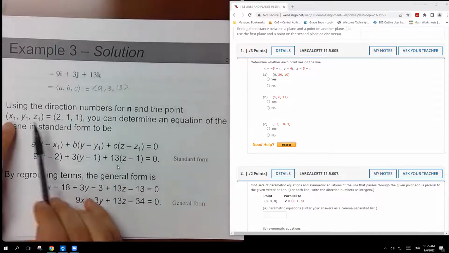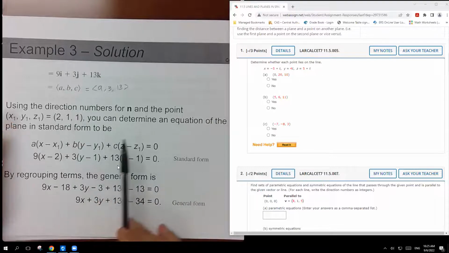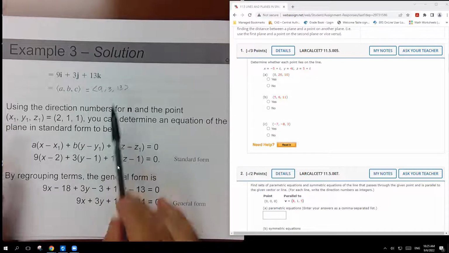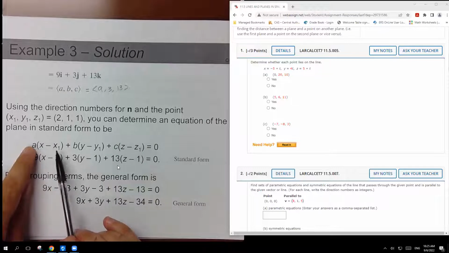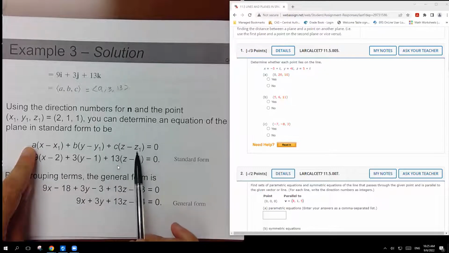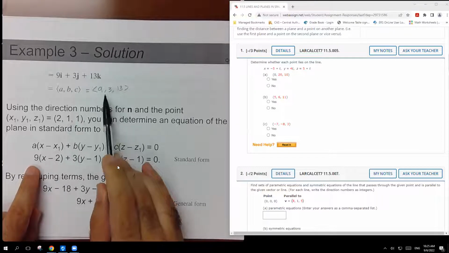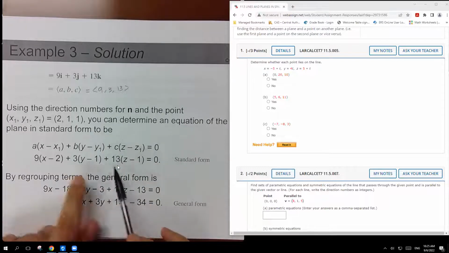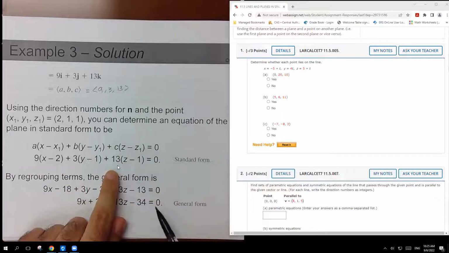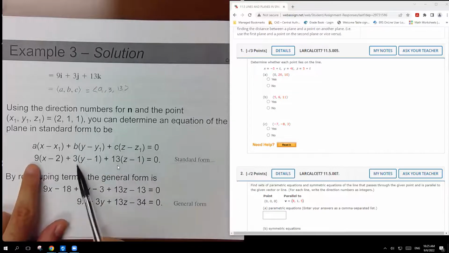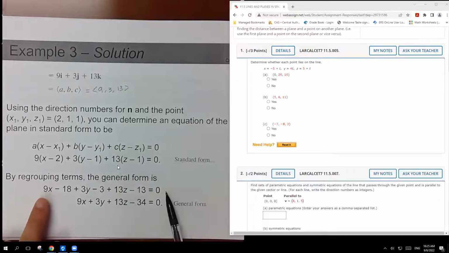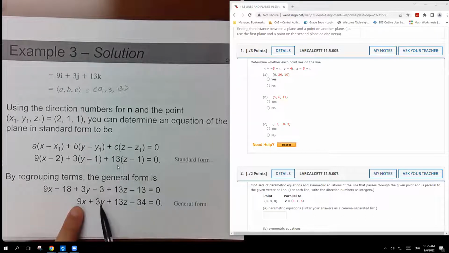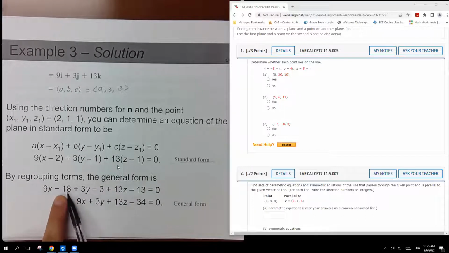So I choose this point, 2, 1, 1, and I have the normal vector 9, 3, 13. So a(x minus x1), b(y minus y1), c(z minus z1) equals 0. A is going to be 9, x minus 2, b is going to be 3, y minus 1, and here's c. This is the standard form. Simplify this one by distributing 9 and 3 and 13. Combine the like terms: 9x, 3y, 13z, negative 18 minus 3 minus 13 is going to be negative 34. This is the general form.